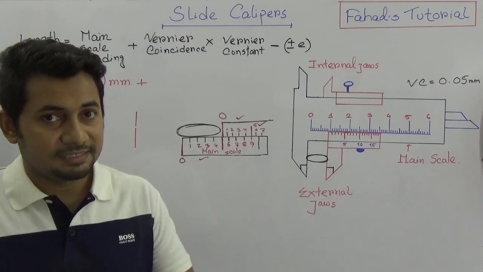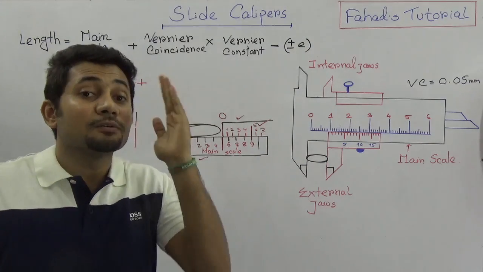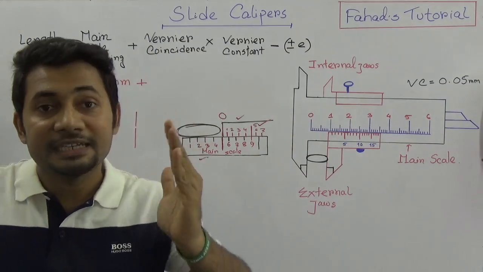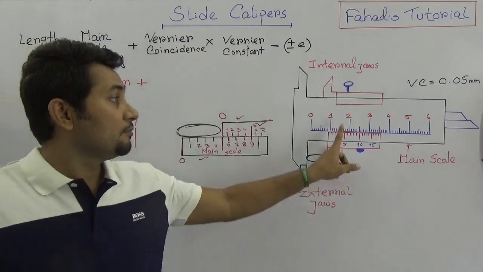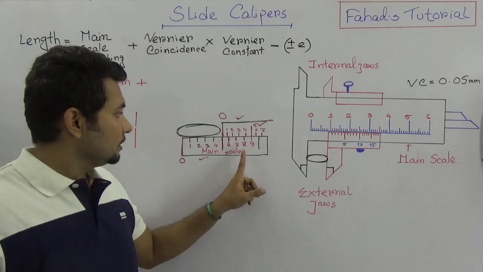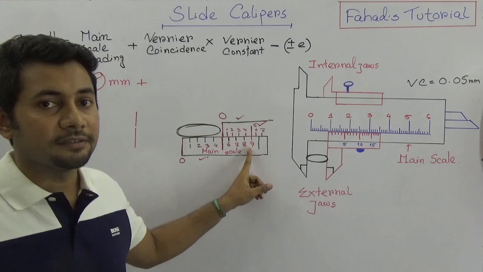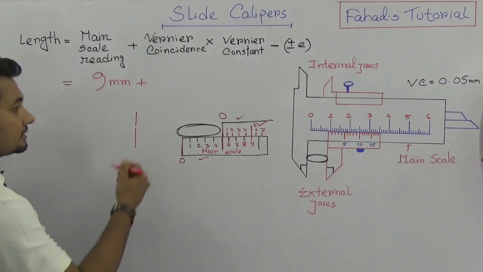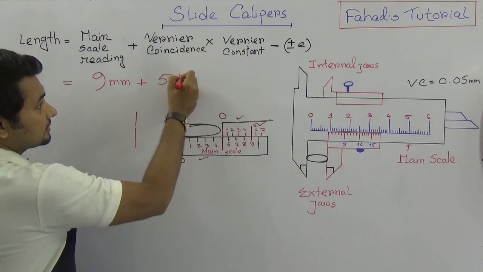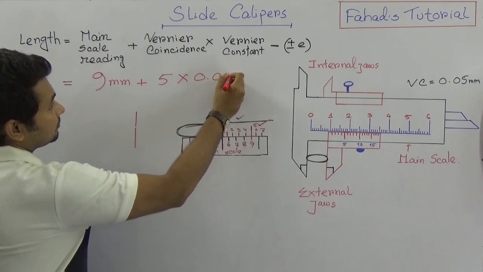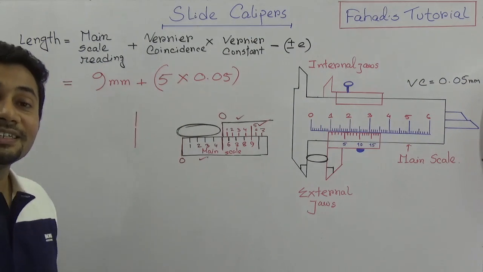So when we place anything between the external jaws, we need to find which mark is vertically aligned with the main scale. Then we read that mark from the Vernier scale, not the main scale. So Vernier scale 5 is aligned with main scale 9, and the Vernier coincidence is 5. And you have the Vernier constant, 0.05 millimeter. And now, what are the errors?